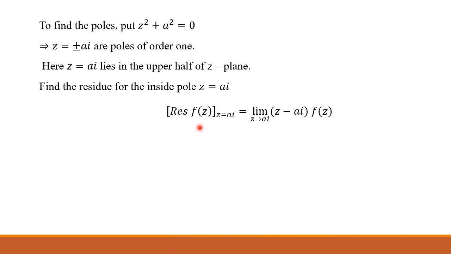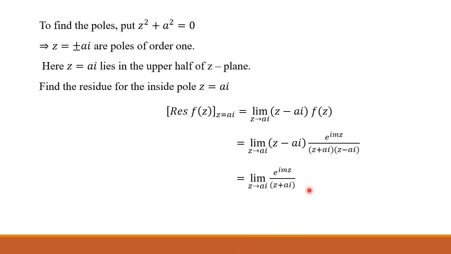Now the residue of f(z) at z = ai is obtained as the limit z tends to ai of (z - ai) f(z). So in the place of f(z) we substitute e^(imz)/((z + ai)(z - ai)). Then (z - ai) cancels. Now give z value as ai. We get e^(im·ai)/(ai + ai). Now we get e^(-ma)/(2ai).